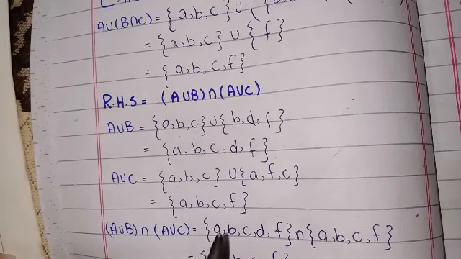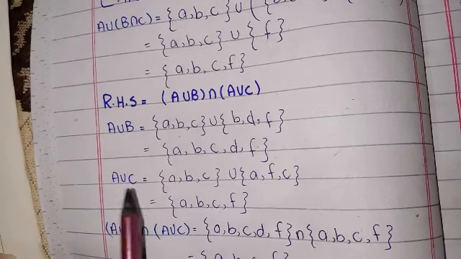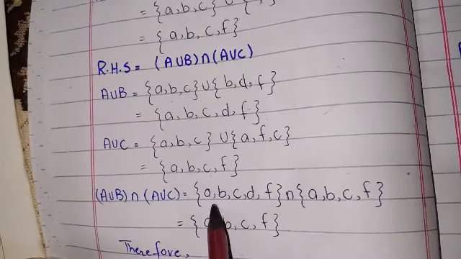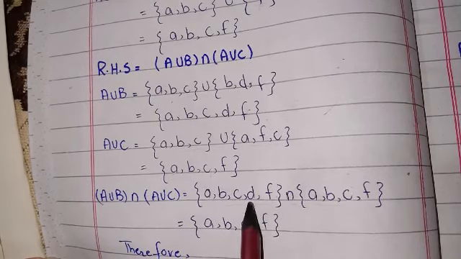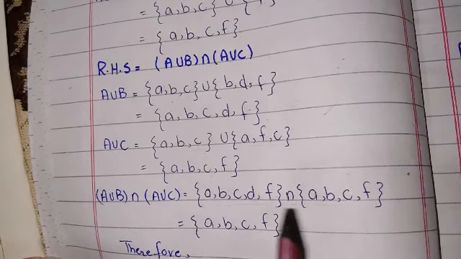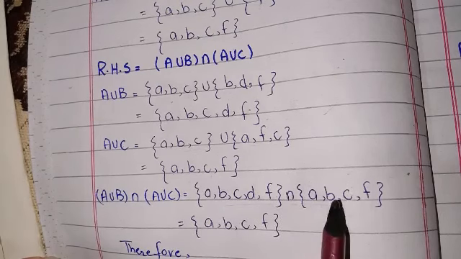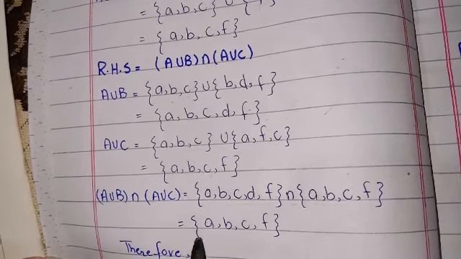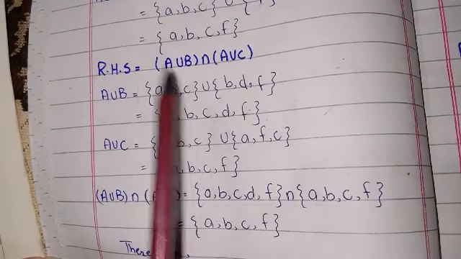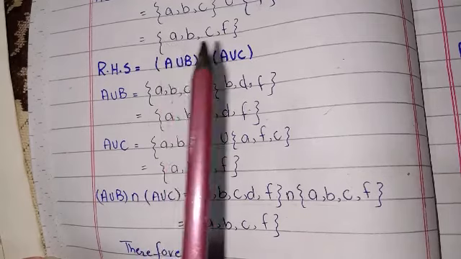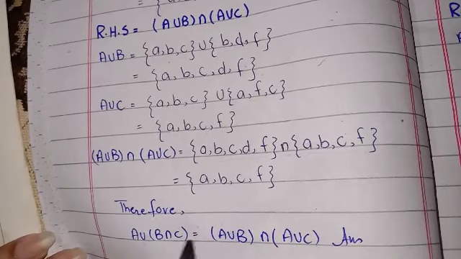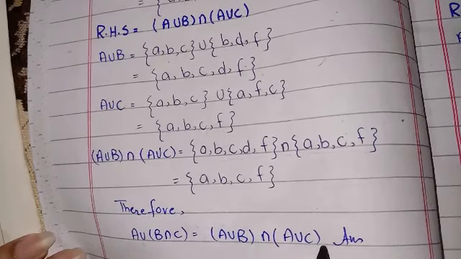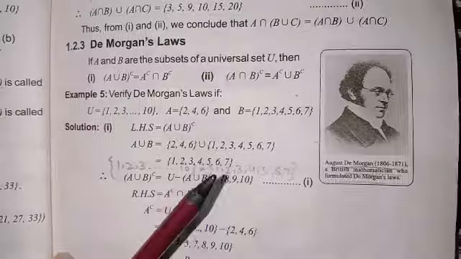Now students, we have to find the intersection of both A union B and A union C. We will write the resultant set of A union B, and the intersection, the resultant set of A union C. Now students, we will write only the common elements in both sets. As you can see, in both sets we have common A, B, C and F. So we will write the answer A, B, C, F. Now students, as you can see, the answer of the left hand side is also the same. So we will write therefore A union (B intersection C) is equal to (A union B) intersection (A union C), which is our answer.